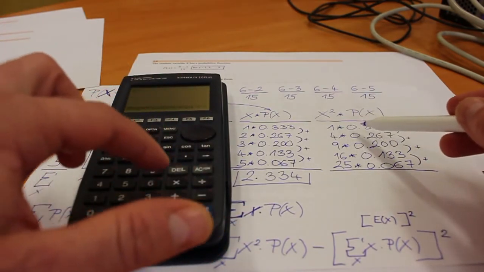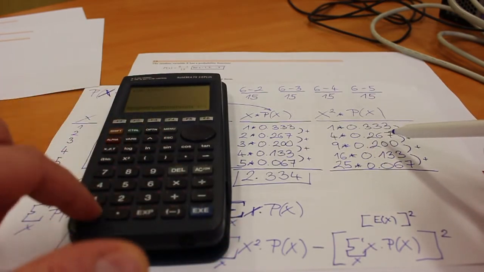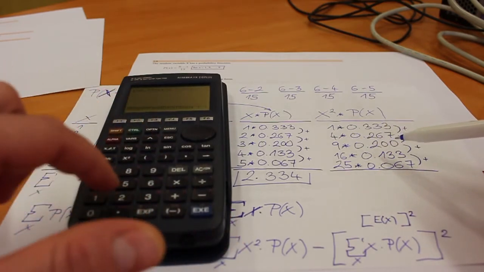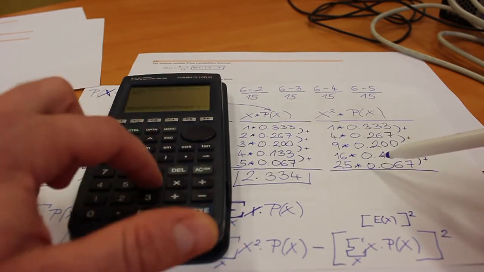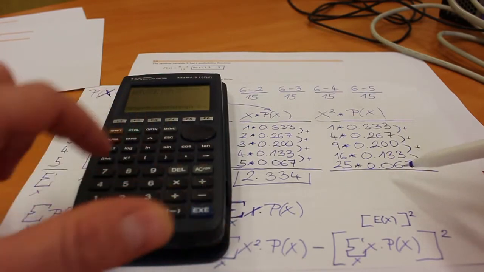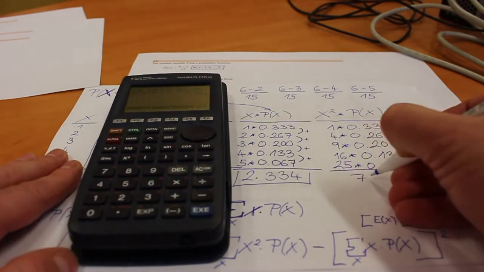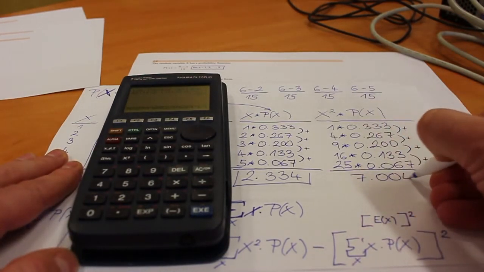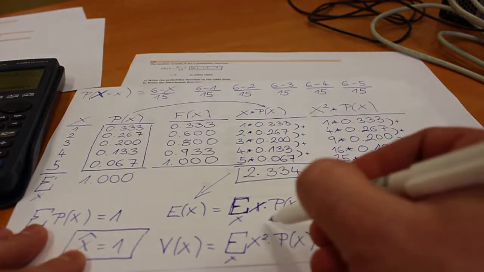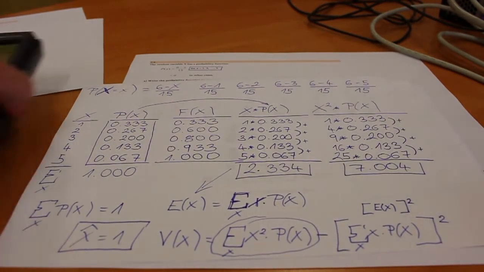1 times 0.333 plus 4 times 0.267 plus 9 times 0.200 plus 16 times 0.133 plus 25 times 0.067. Enter. So 7.004. So this is this first part, the first part in the variance formula.